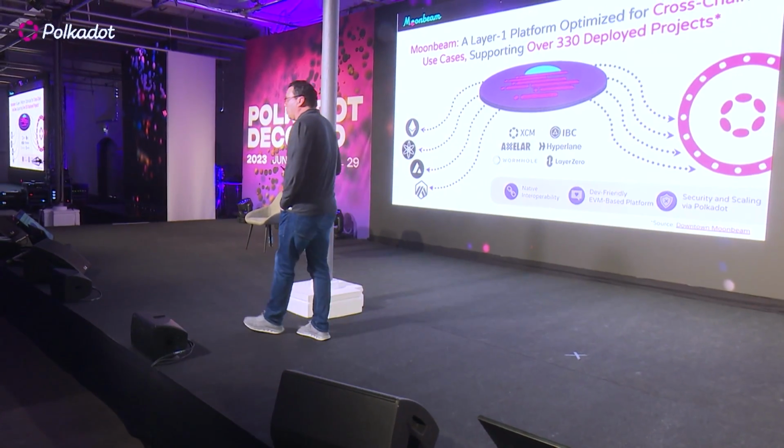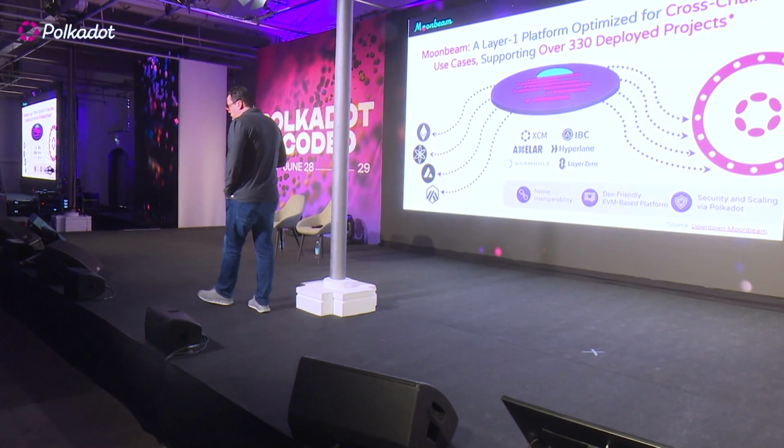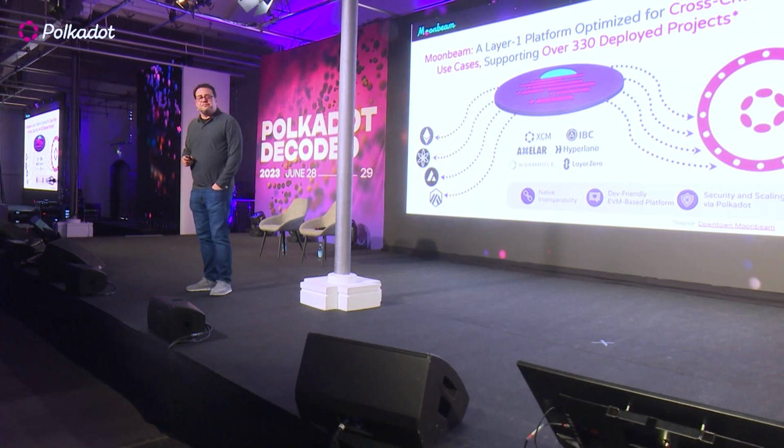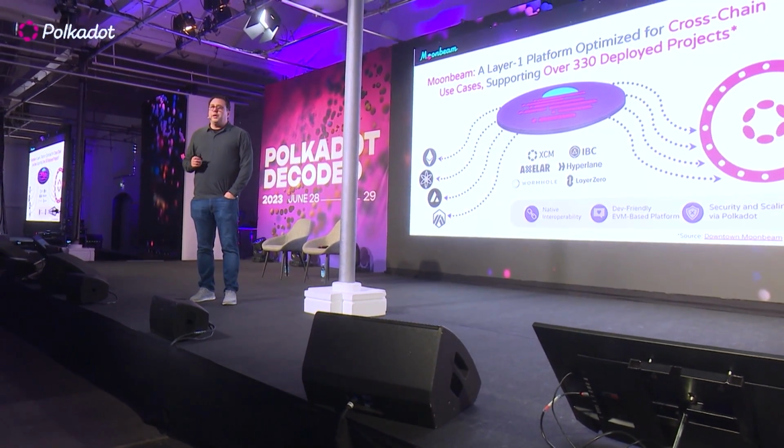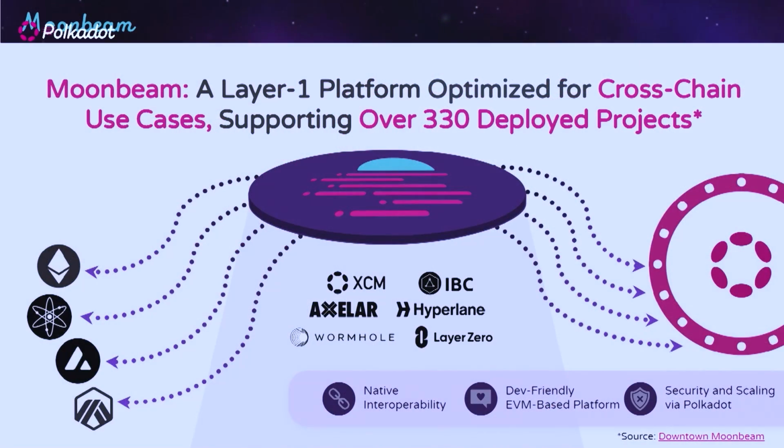But first, a little bit of background on Moonbeam. So Moonbeam is a parachain that's deployed on Polkadot. It was one of the early parachains to deploy. It's an L1 blockchain, implements the EVM tech stack, and it is optimized or focused on cross-chain use cases. So that's something that we've been doing quite a bit of work around on the engineering side.